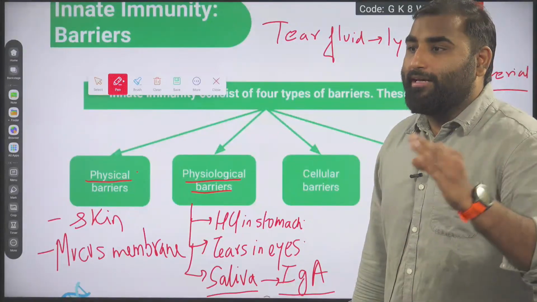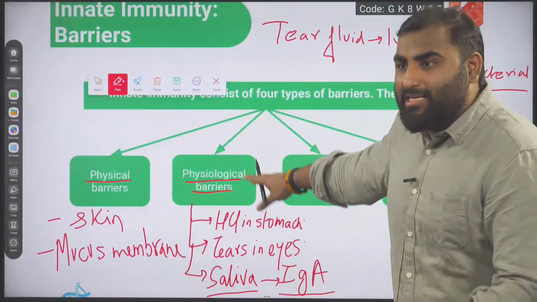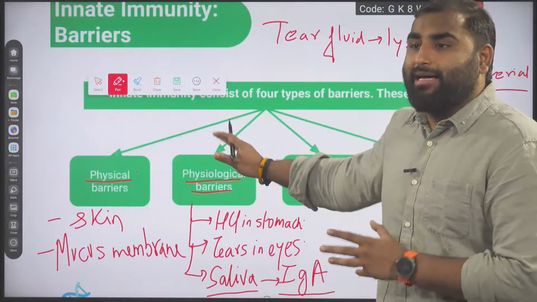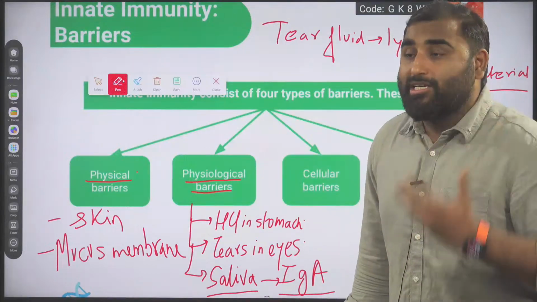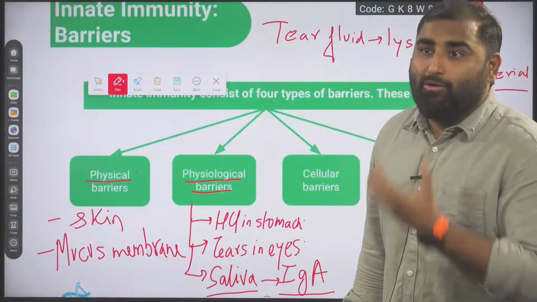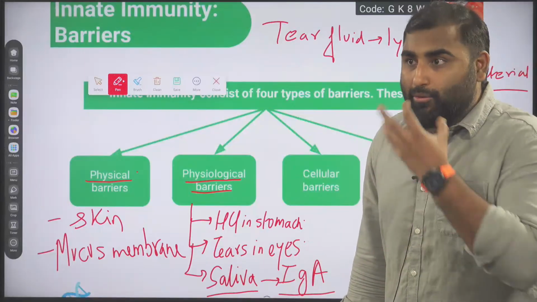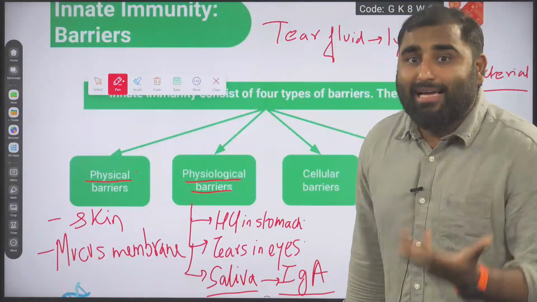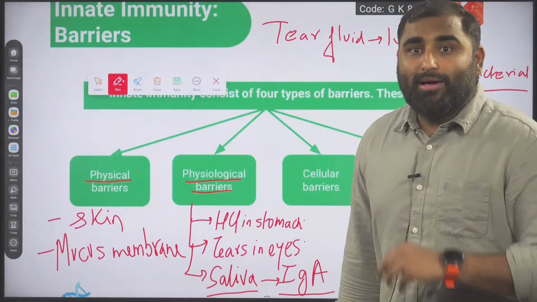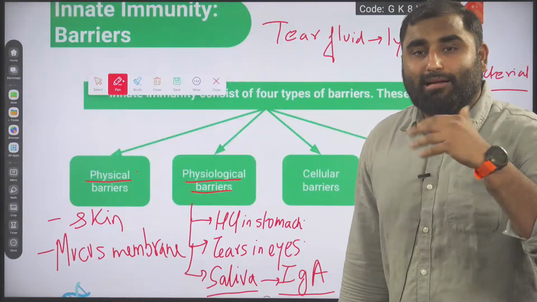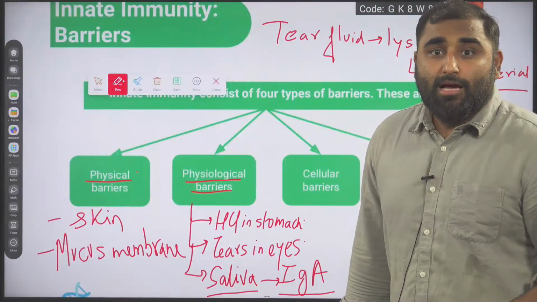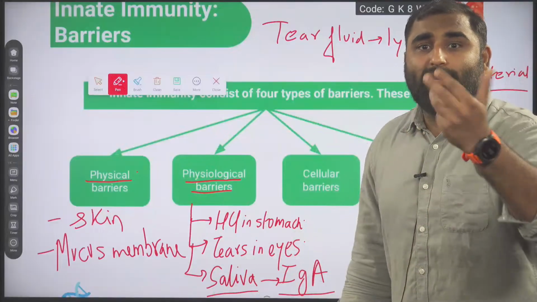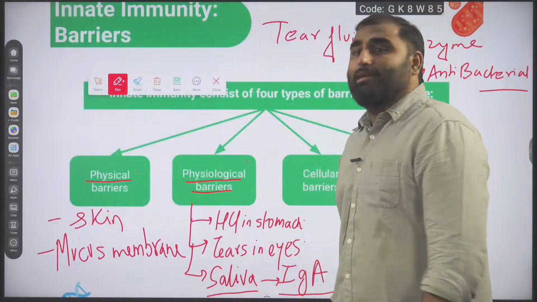So see, HCl secretion in the stomach is a normal physiological function for digestion of food. Tears in the eyes are to moisten your eyes. Saliva is naturally there to keep your mouth wet and to eat the food as well. But the same saliva contains IgA antibodies, so any bacteria that goes in the mouth will be destroyed by the IgA. So this is natural immunity. This body function provides you immunity, and that is the physiological barrier.